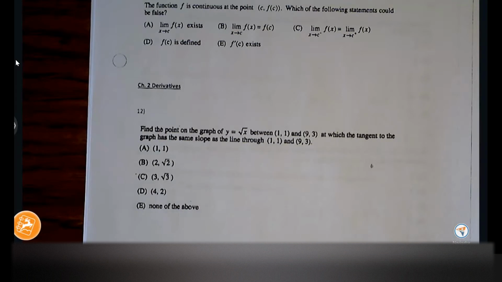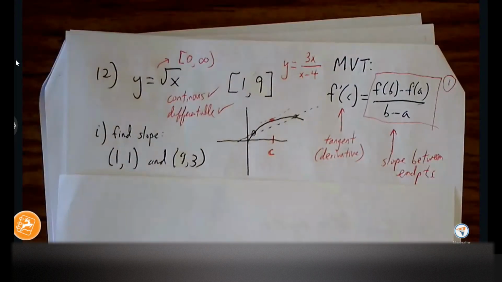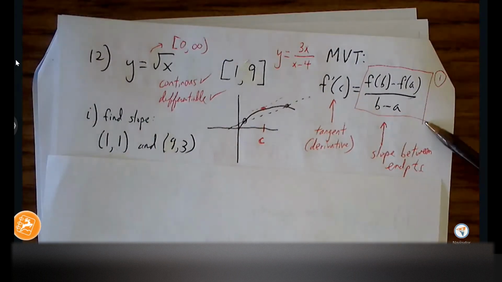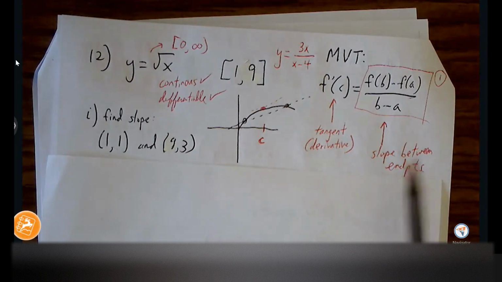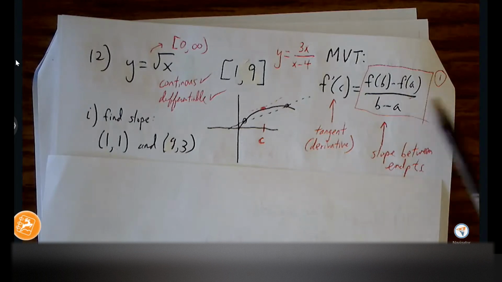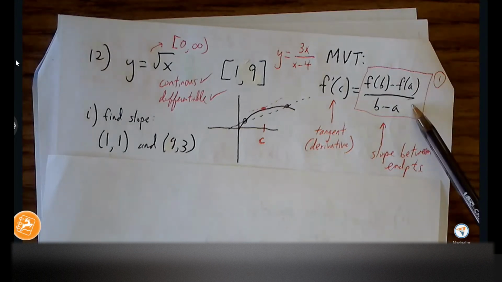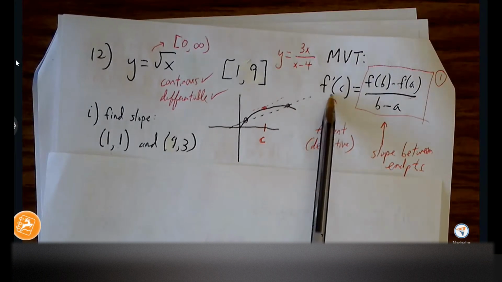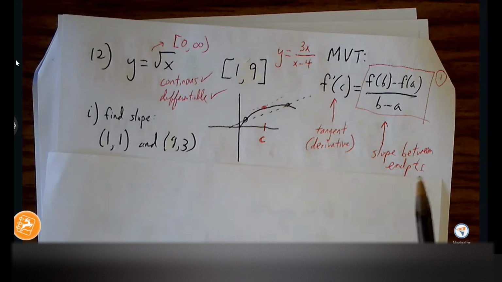So here is mean value theorem. F prime of c is equal to f of b minus f of a over b minus a. Slope between the endpoints can be found as the result of this calculation. Tangent slope can be achieved through the derivative, so we know how to involve the derivative.